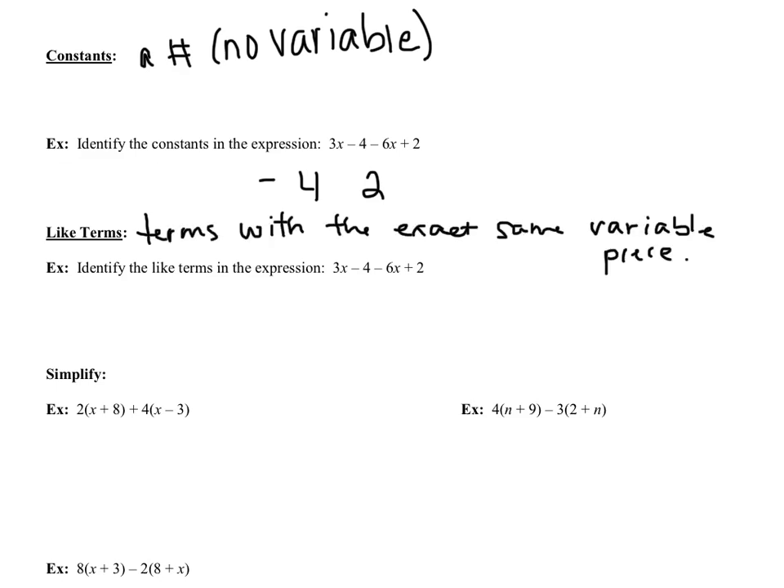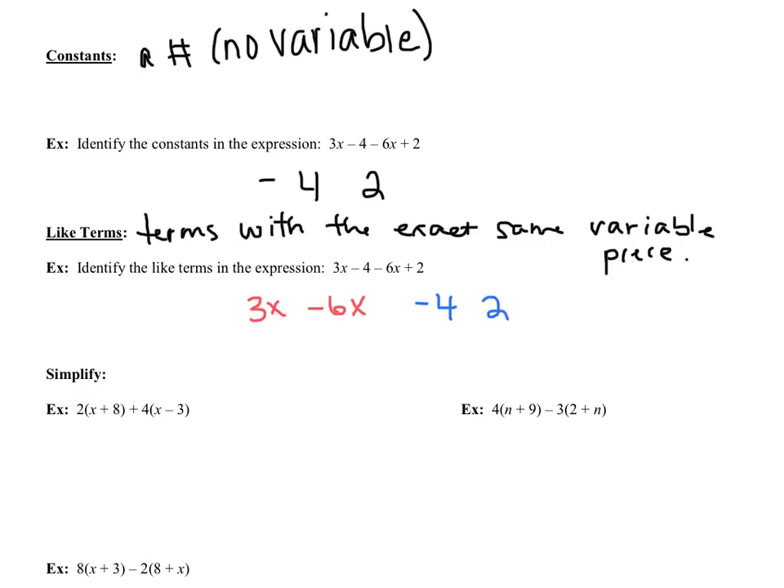And then like terms is going to be terms with the exact same variable piece. So that means if something has an x, to be a like term, it would have to be just an x. It couldn't be xy or it couldn't be x squared. They have to match exactly. So our first set of like terms in this problem are going to be 3x and negative 6x. And again, remember it's negative because it's a minus sign in front. And then my constants are also like terms because they're just numbers. So negative 4 and 2.